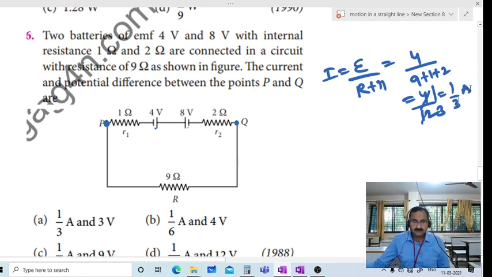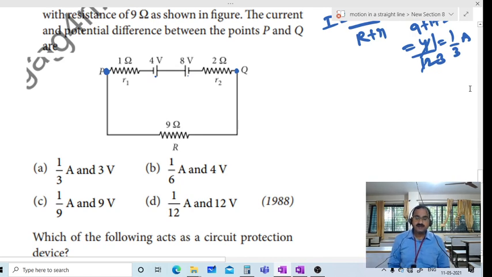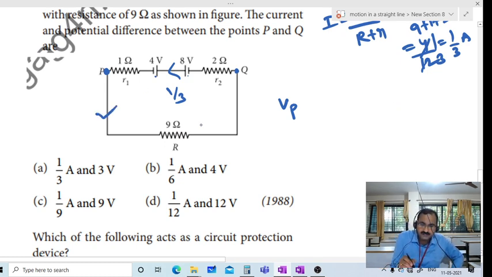Next, the second one, the potential difference between P and Q. We start from point P, Vp, and the current flowing through the circuit we found is 1 by 3 ampere, okay? Current flows in this way only because the 8 volt is dominating. So we are moving in this way, but the current is coming opposite to that, so the product will be positive 1 by 3.